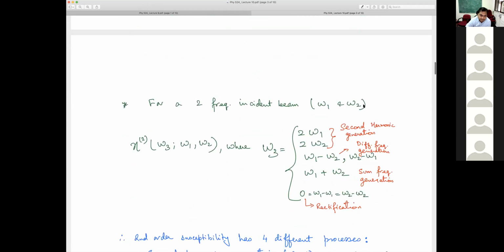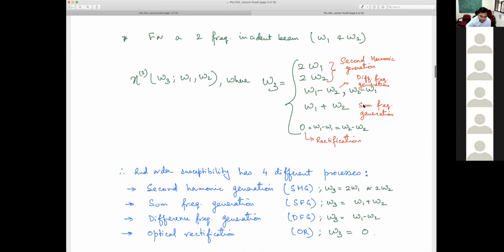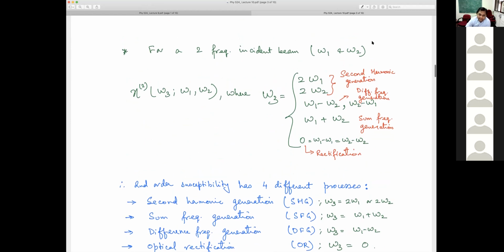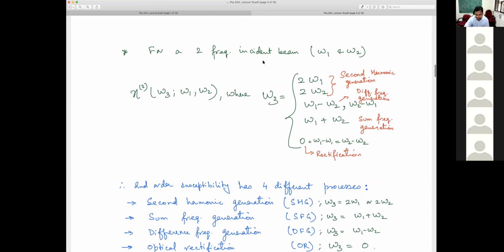So this part will just answer your question. Let's say I have a problem where two frequencies, omega 1 and omega 2, are incident on a system. So I shine light, which has two frequencies, omega 1 and omega 2 on the system. And I calculate this quantity, chi2 of omega 3, omega 1 and omega 2. So the omega 3 can come from many different combinations, which is written on the right hand side. So omega 3 can be the sum over omega 1 and omega 2.